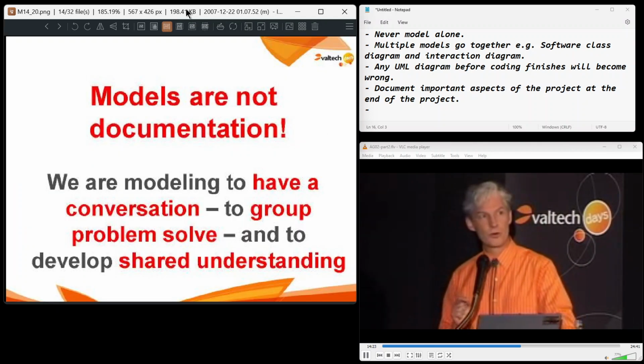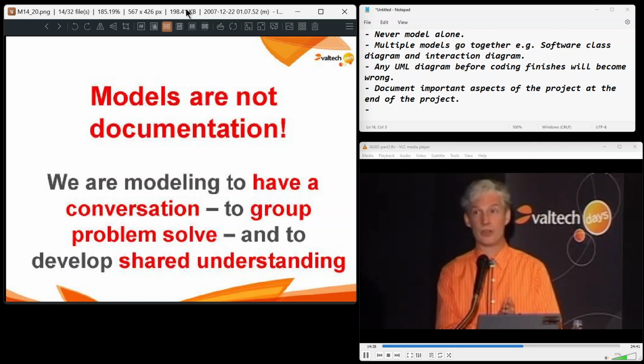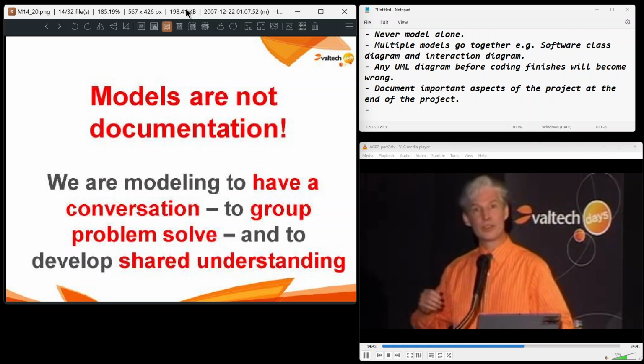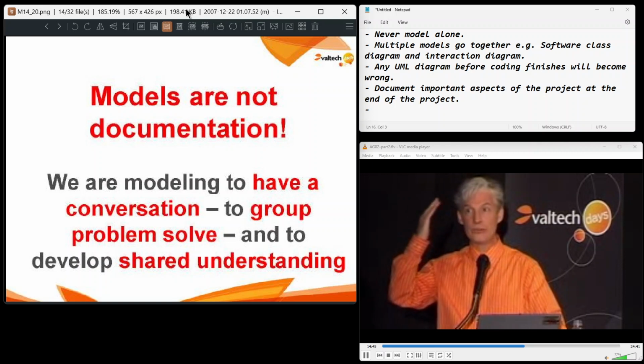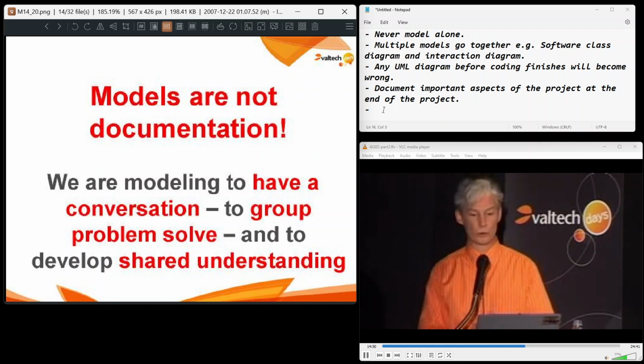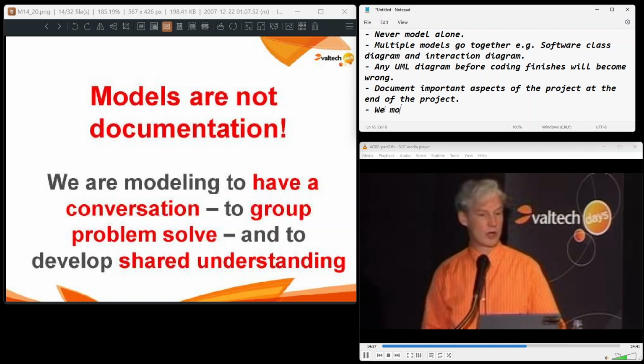So it's important to know that models are not documentation. Architectural documentation is important, but that's not the same thing as modeling. Anything we create before code is called a model, and models are inspiration, not documentation. And in Agile modeling, the mindset, the attitude is that we model to have a conversation, to group problem solve and to develop shared understanding. That's a mantra. We model to have a conversation.